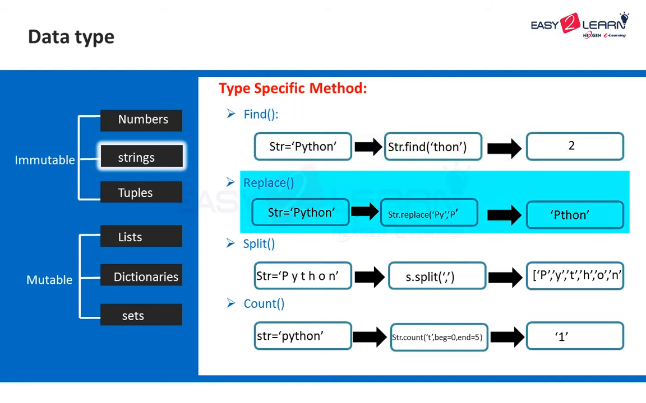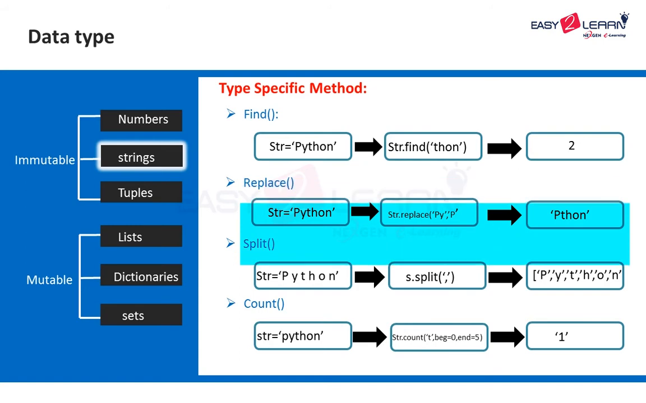So let us say if you wish to replace a certain character or a specific substring, then you can specify it here. We had py, and we are replacing it with just p, then you will get pthon.